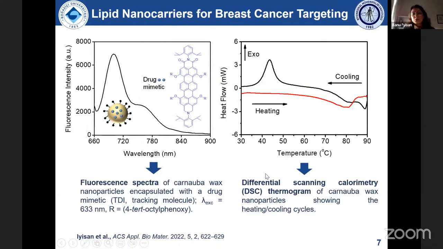Afterwards, of course, we needed to check the physicochemical characterization, to see if we could really encapsulate those drugs. And those drugs were, it was a drug mimetic, so I have to underline this.